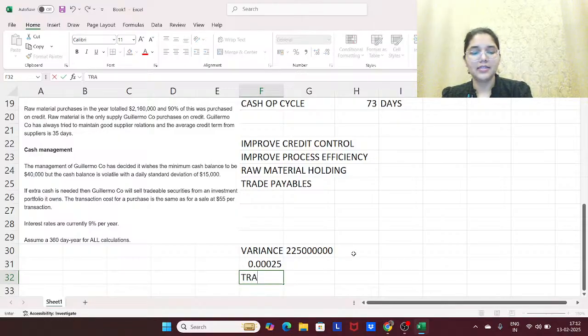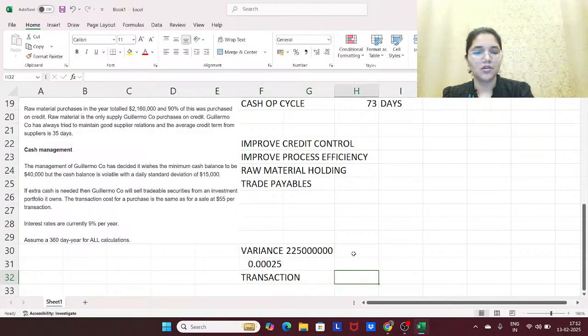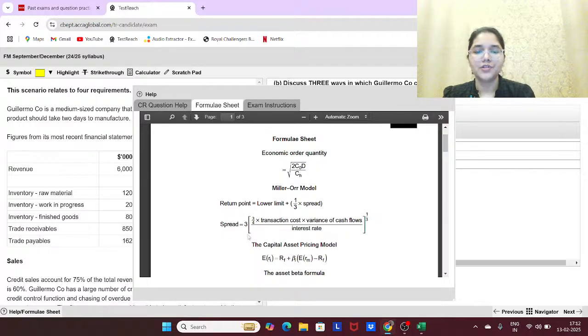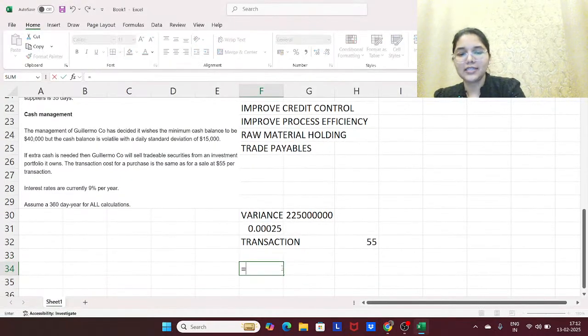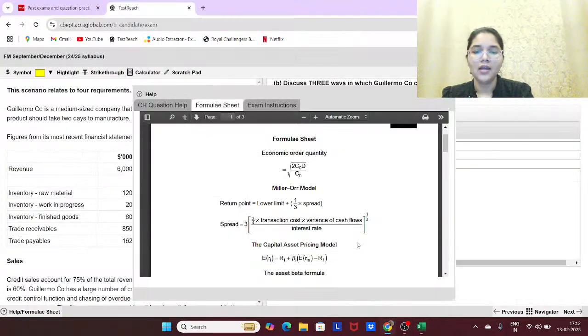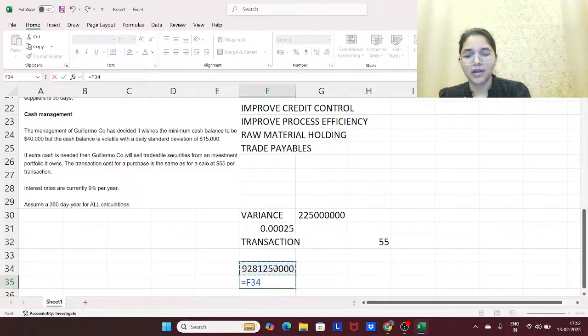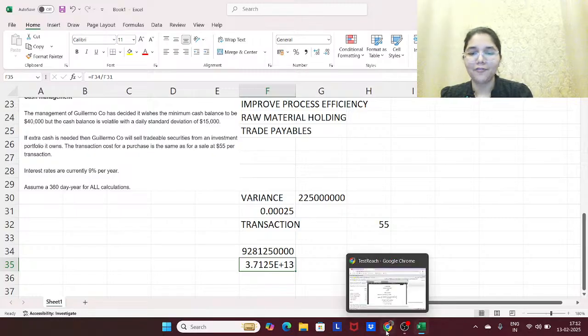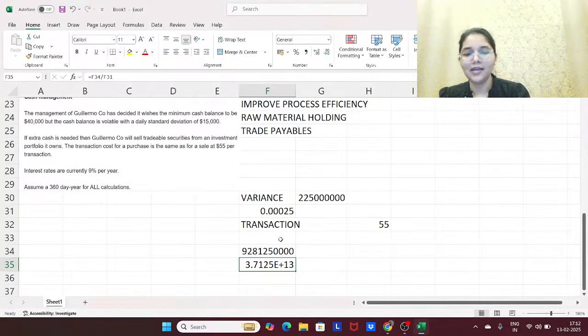Then the next thing that we need is the transaction cost. Transaction cost is also given to us as $55. Now we can simply use the spread formula. So the spread formula is, you have to multiply this whole figure by 3. Let's first calculate the numerator. Numerator is supposed to be 3 by 4 into transaction cost into variance. So I am first calculating 3 by 4 into variance into transaction cost. So this is my numerator. This needs to be divided by the interest rate. So I divide this by the interest rate. This is my whole final answer, but I still have to raise it to the power of 1 by 3. So I will do that.